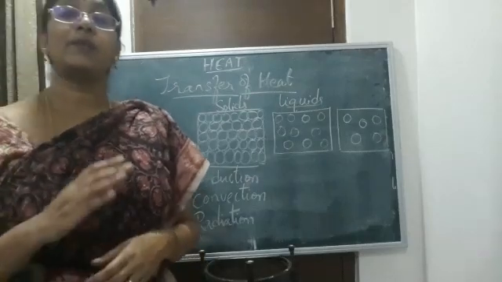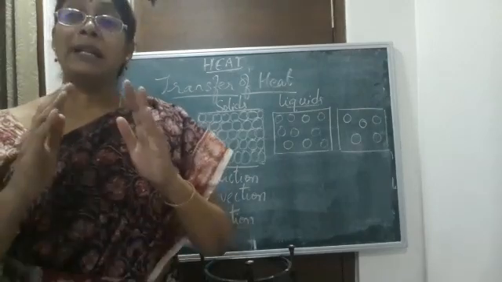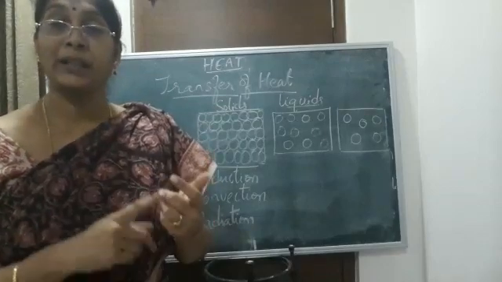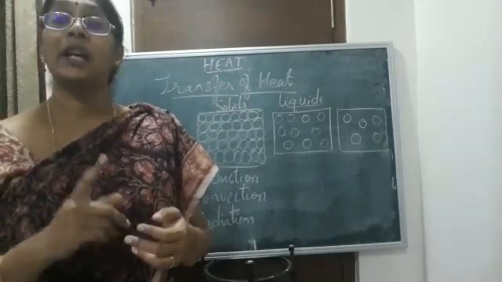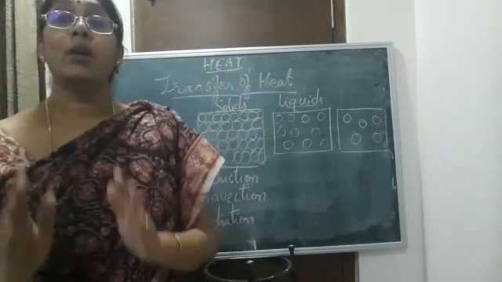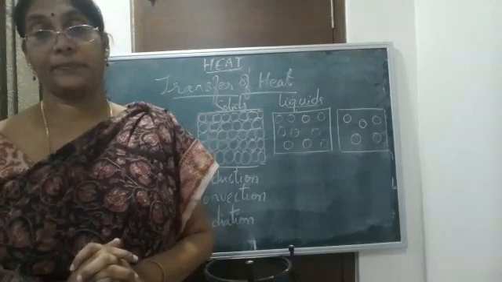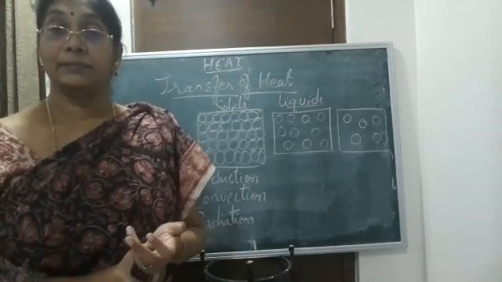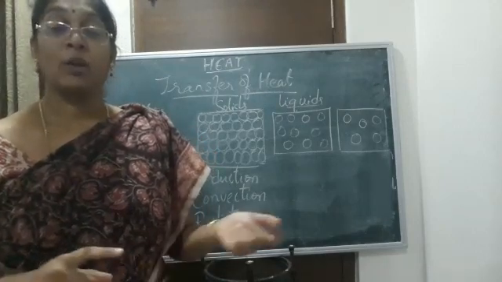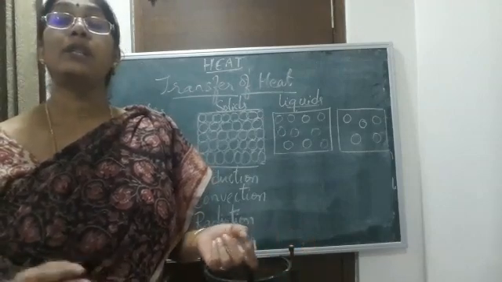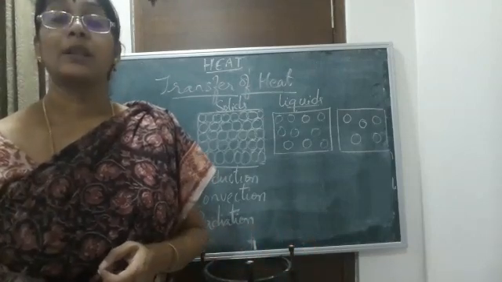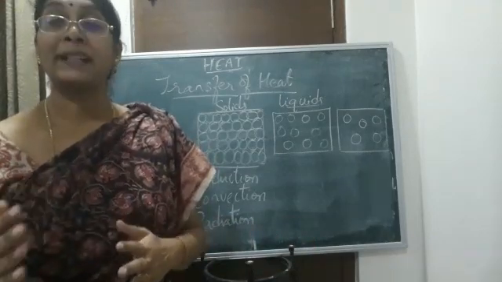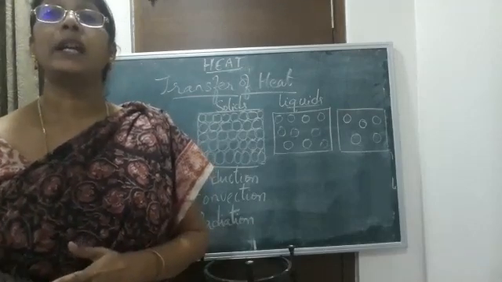Substances which allow heat to pass through them, materials like metals like copper, steel, aluminium, zinc, all these which allow heat to pass through them, they are all called good conductors of heat. Plastic, wood, melamine, all these are the substances which do not allow heat to pass through them. So they are called insulators or bad conductors, or otherwise they are called insulators.